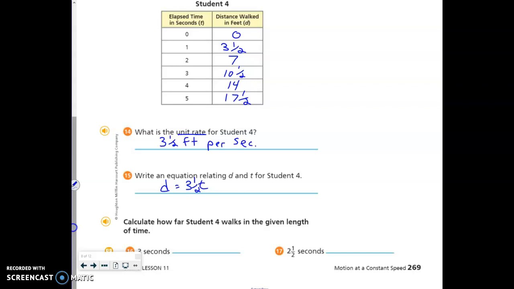So I want you to take that equation and try to answer the 2 questions down below. Okay, calculate how far student 4 walks given the length of time. So the first one is 3 seconds and the second one is 2.5 seconds. I want you to try to figure those out, and I'm going to give you a really short video coming back to just kind of wrap up and reinforce this concept before your assignment. All right, so good luck on questions 16 and 17, and I'll see you back for the second video.